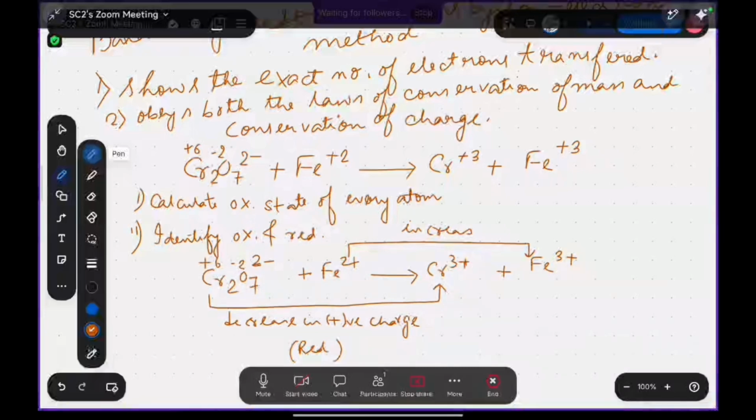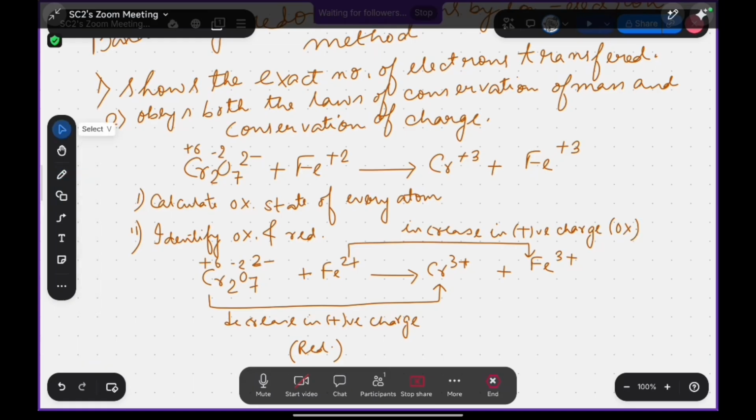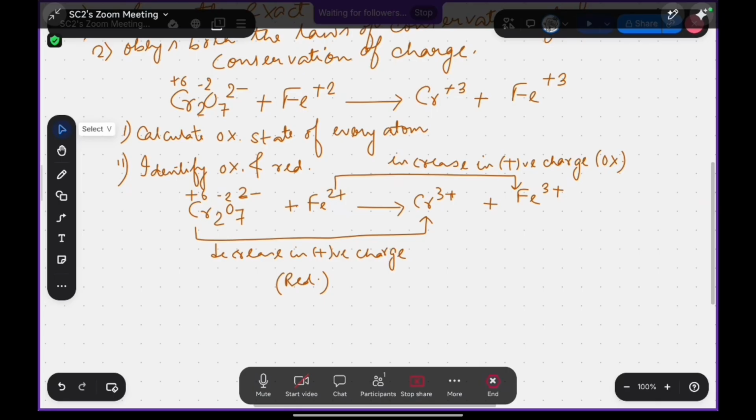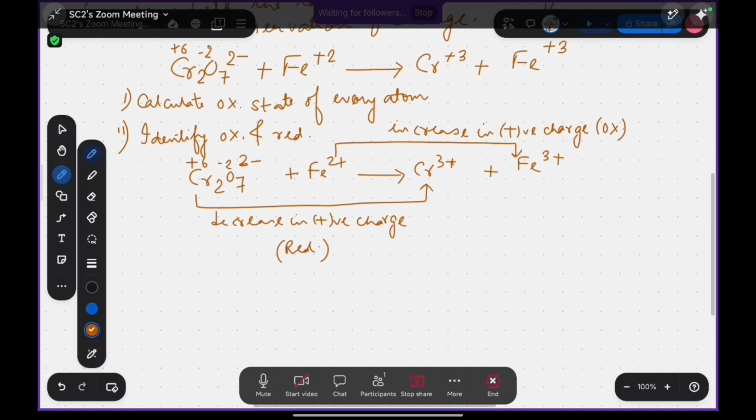And Fe2+ ferrous is changing to Fe3+ ferric, which is an increase in oxidation state, or an increase in positive charge. Increase in positive charge is called oxidation. So after the calculation of oxidation states, we have understood which species is undergoing oxidation and which one is undergoing reduction. The third step involves writing the oxidation half reaction and the reduction half reaction. We will separate the two half reactions.